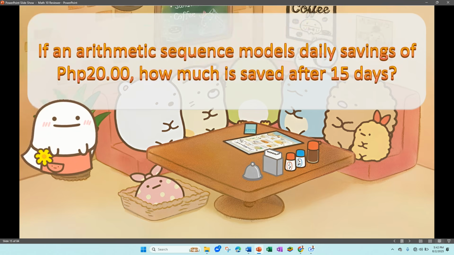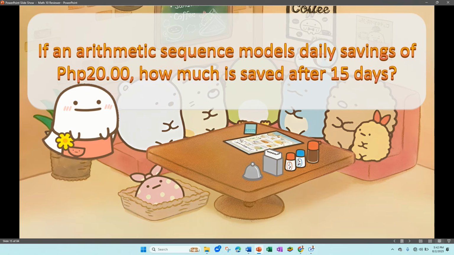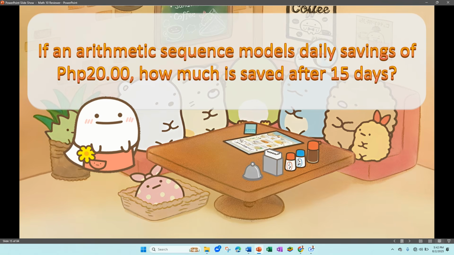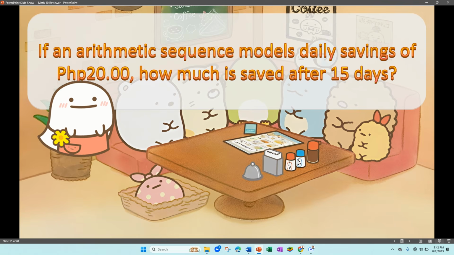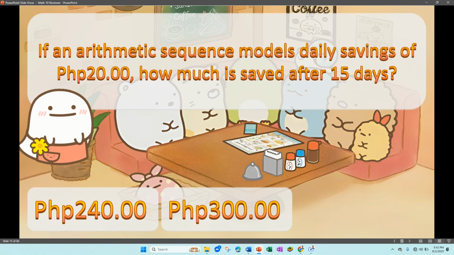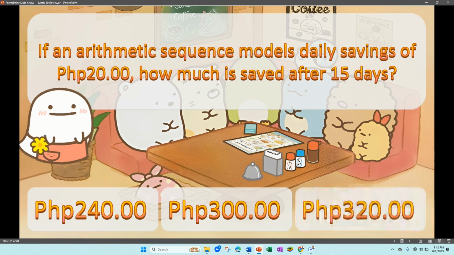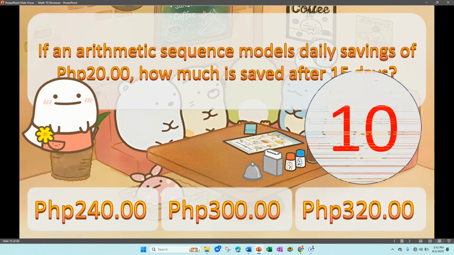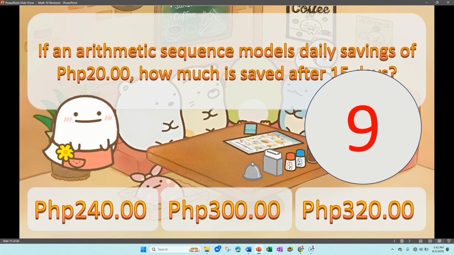Next question. If an arithmetic sequence models daily savings of 20 pesos, how much is saved after 15 days? A. 240 pesos, B. 300 pesos, or C. 320 pesos? 10 seconds, go.